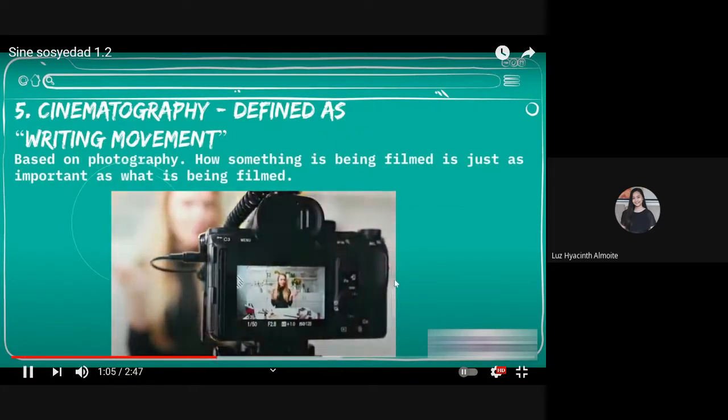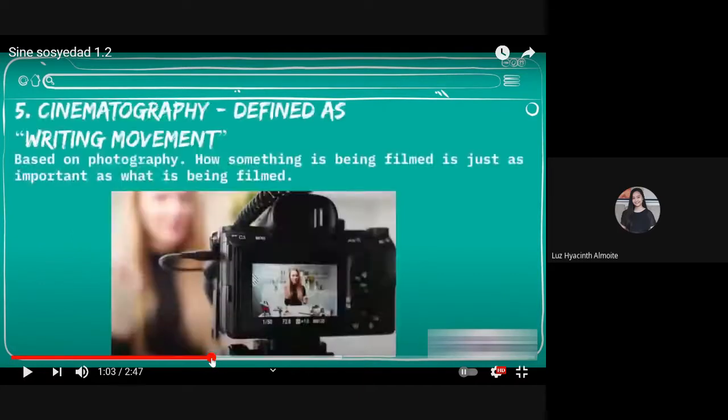Next, we have the cinematography. It is the writing movement of the movie based on photography. How something is being filmed is just as important as what is being filmed. The way in which a shot is framed, lit, toned, and colored is a story of its own, just as it is photography. This includes camera angles, camera shots, camera movements, shot sizes, lighting, composition, everything that goes to photography.